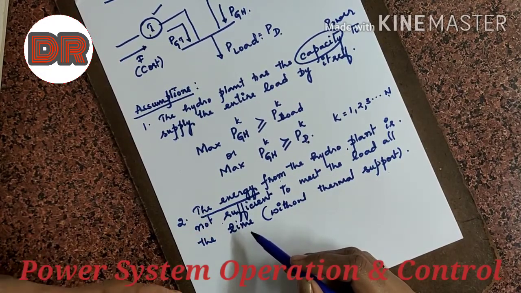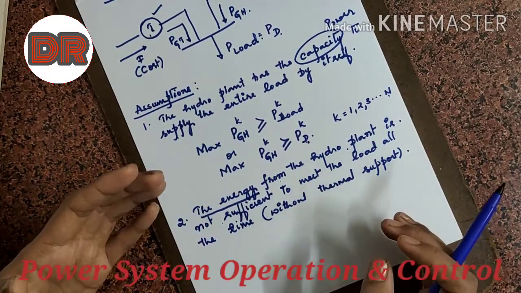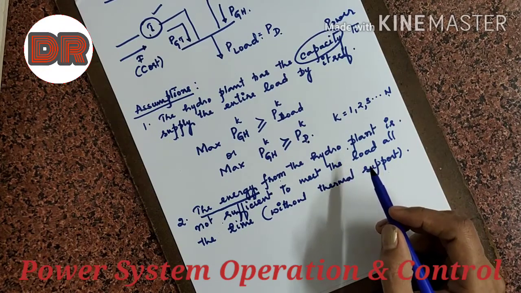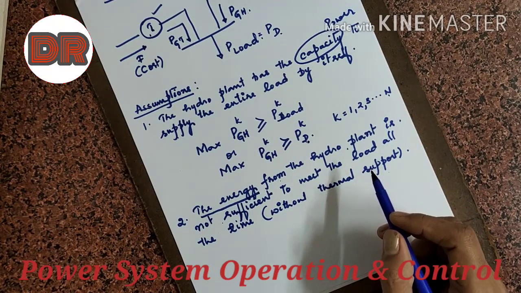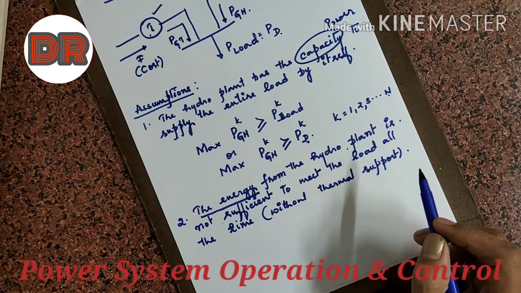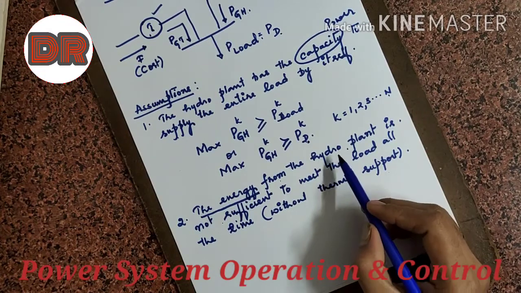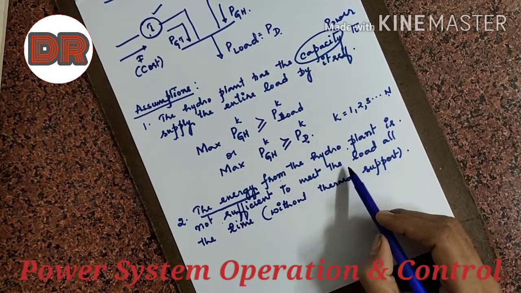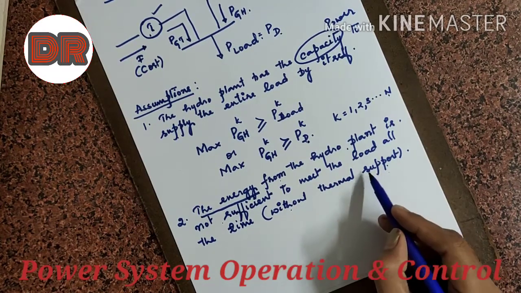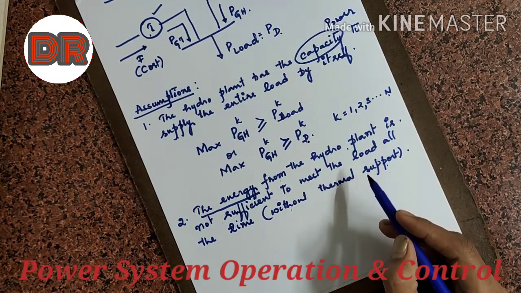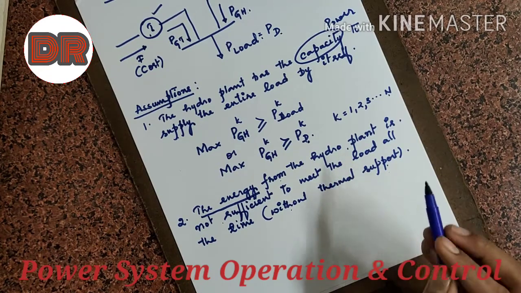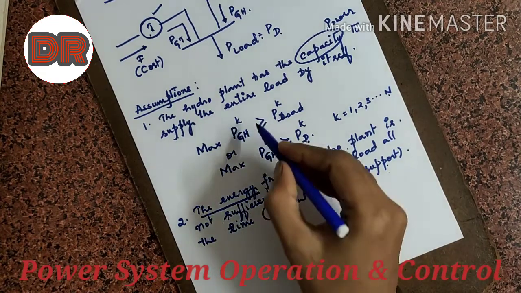So if I take power in a particular time or for a period, it is not sufficient to meet the load. That is because the hydro plant will have a constraint on water discharge. So that depends entirely on the season and the availability of water. So the energy from the hydro plant is not sufficient to meet the load all the time. That is without the thermal support. Suppose there is thermal support, there may be energy which is sufficient to supply the entire load. So please understand these two assumptions.